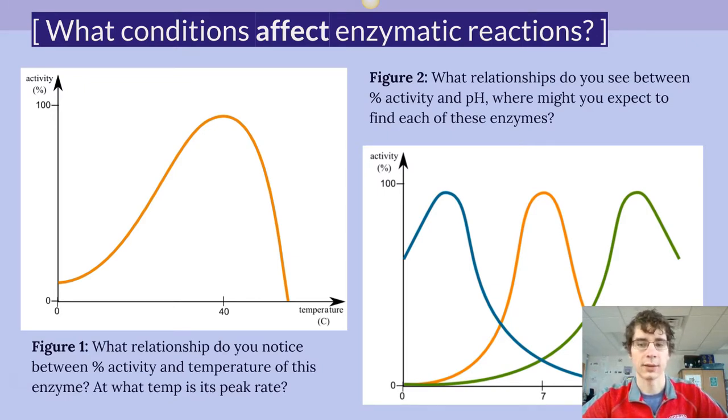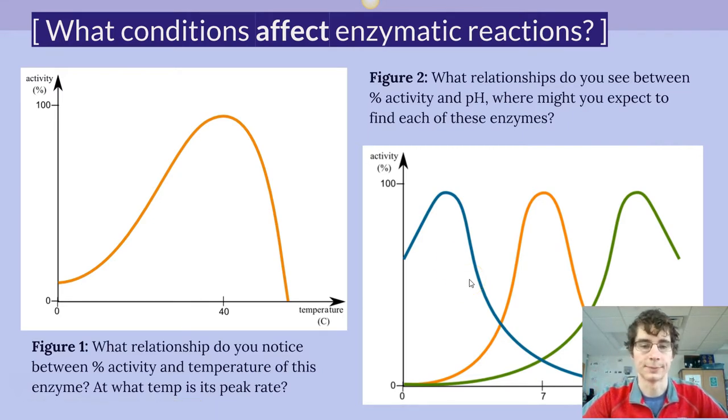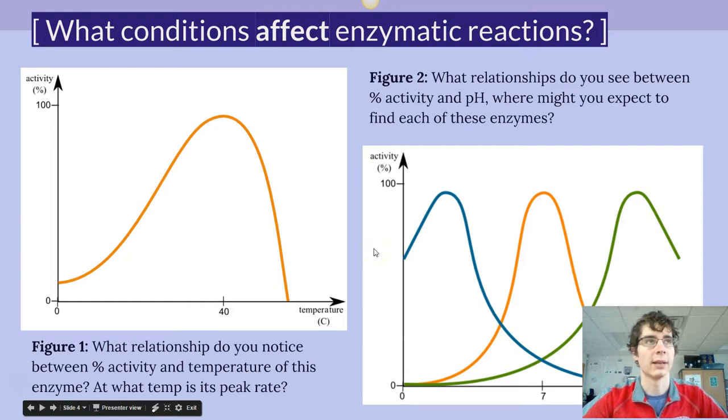In your worksheet, it's going to ask you about the manipulated and responding variable. Remember, the manipulated one is what we're purposefully changing, and responding is what we're measuring. It's also going to ask you to answer these questions here. Where does this temperature peak? And here, where might you expect to find each of these enzymes given their preferred pH level? Okay, go ahead. That's graphs 1 and 2 in your worksheet.